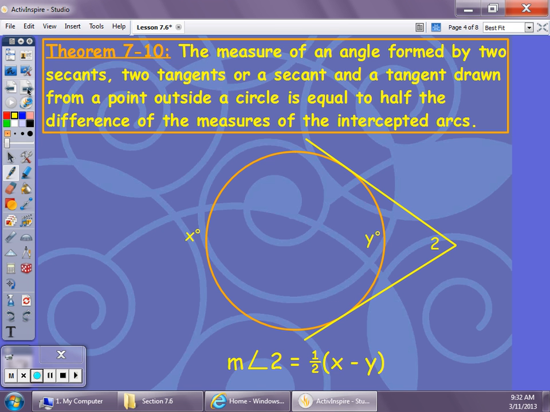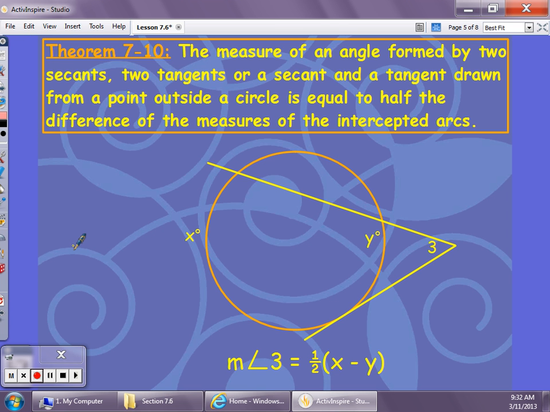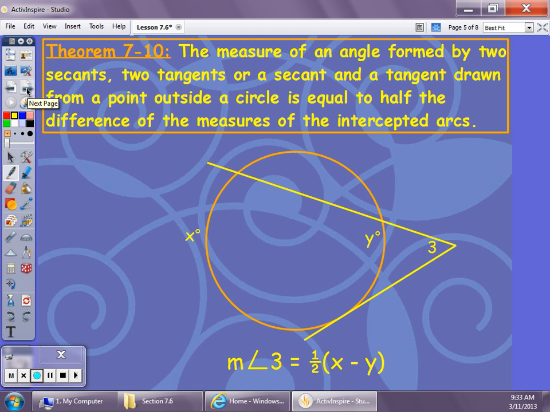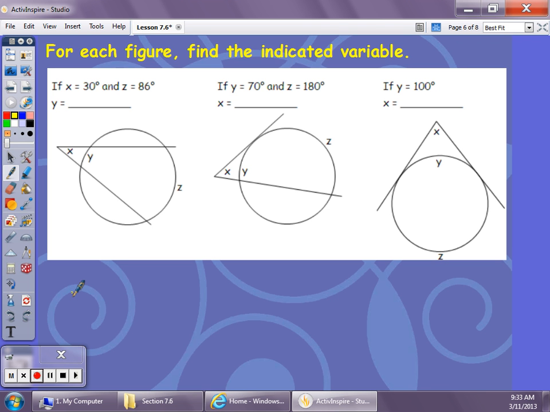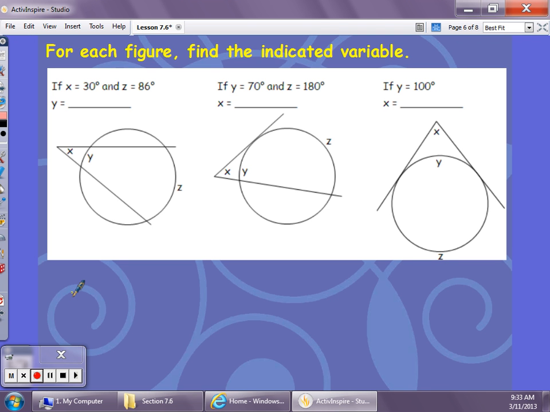And the last figure we're going to look at is an angle that is created by a secant and a tangent that intersect outside the circle. So we're going to call this angle 3. So the measure of angle 3 is going to equal 1/2 the quantity of x minus y, or 1/2 times the quantity of the largest arc minus the smallest arc. So let's go ahead and take a look at three different examples with angles created outside the circle, one with two secants, one with two tangents, and one with a secant and a tangent.